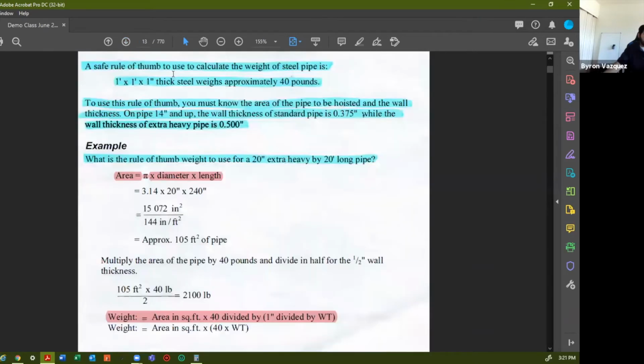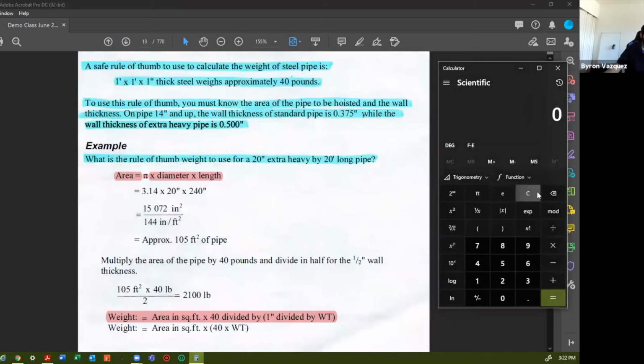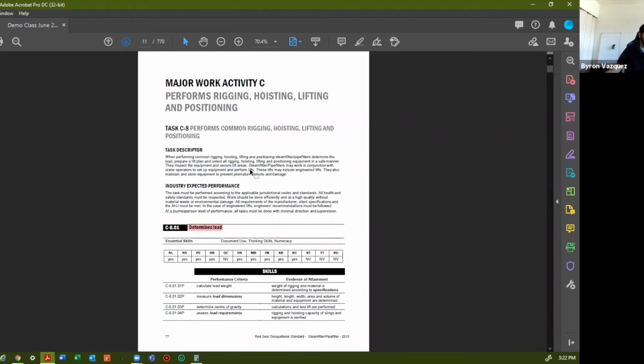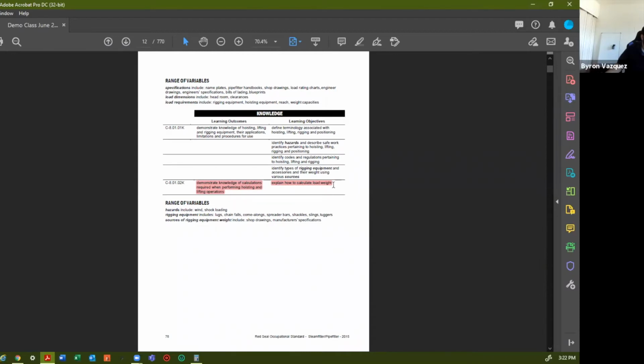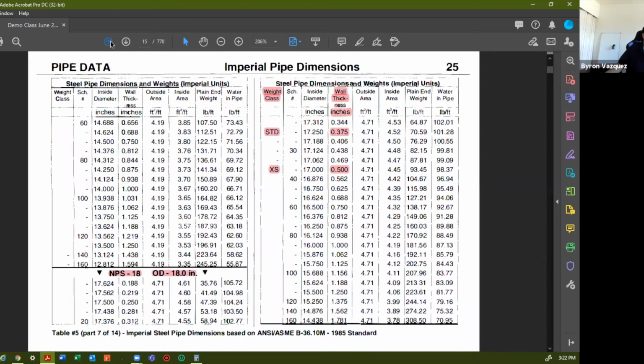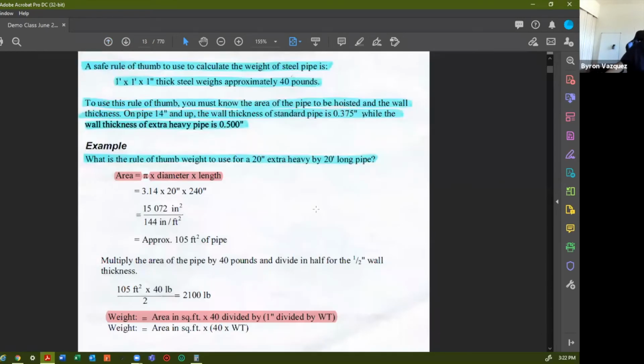So I have an example. So we're going to go into this example. We're going to calculate the weight of pipe. And that is because that is what they want you to know. It's a requirement: explain how to calculate load weight. This is what they mean. So here we go. We'll do some math.